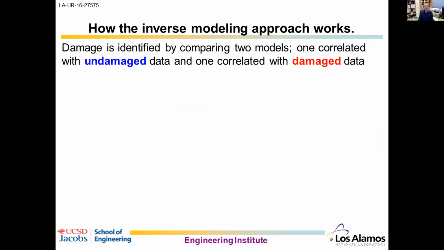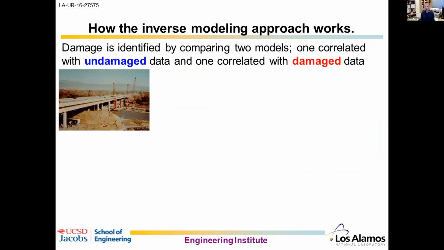Okay, so how does this inverse modeling work? It works by comparing two models, one that's been correlated to undamaged data with one that's been correlated to damaged data. This is how we got involved in structural health monitoring in the early 90s.